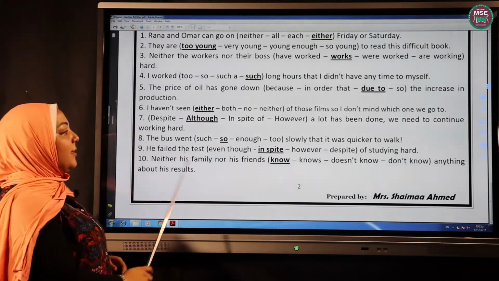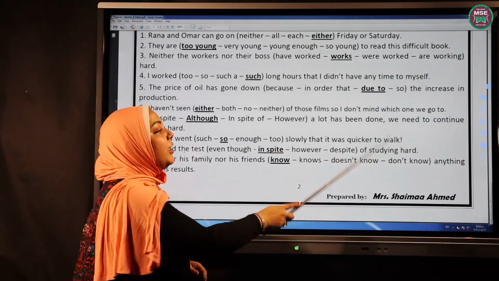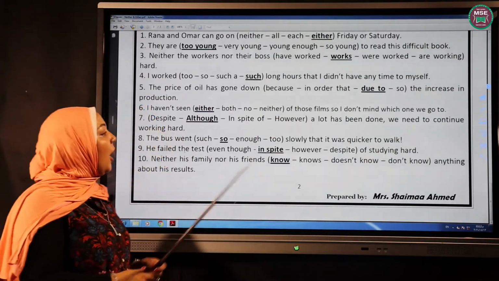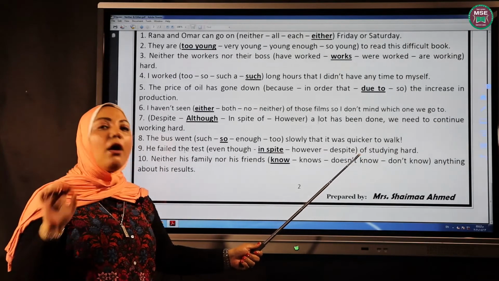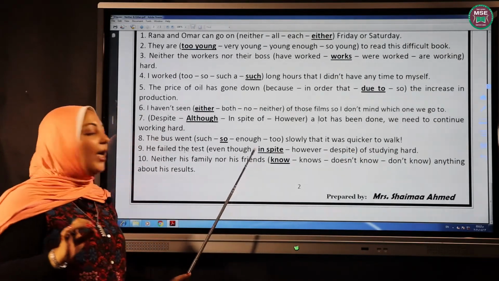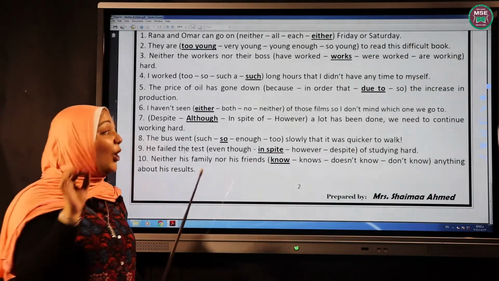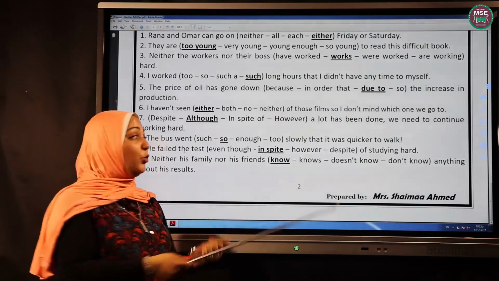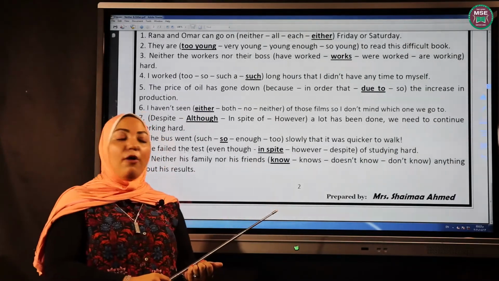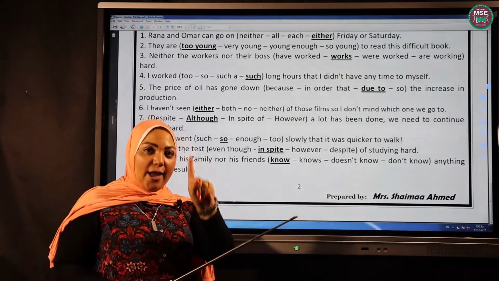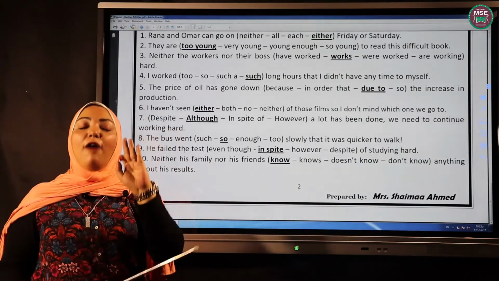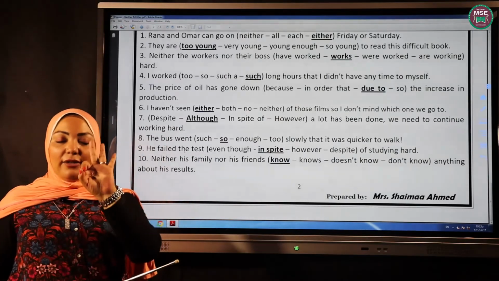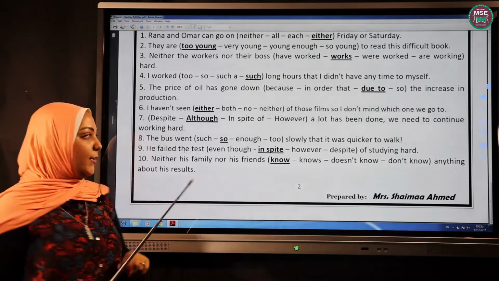He failed the test ___ of studying hard. Only one of these words can be followed by of, which is in spite. And I told you, you have to differentiate between despite and in spite of. Despite stands alone in the sentence. But in spite of is a phrase that consists of these three words.